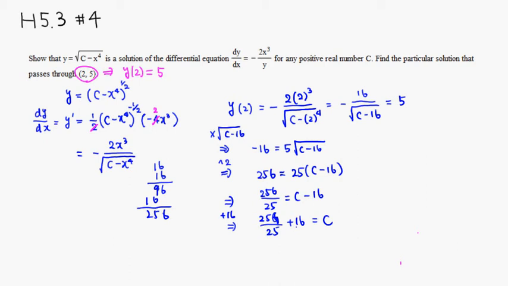So you have, let's see, 16, so there are 4 fours, 25 times 4 is 100, and you have 4 of those. So it's actually 400 over 25. So it's going to be 656 over 25. So that's the c value. All right. So let's type this guy in.